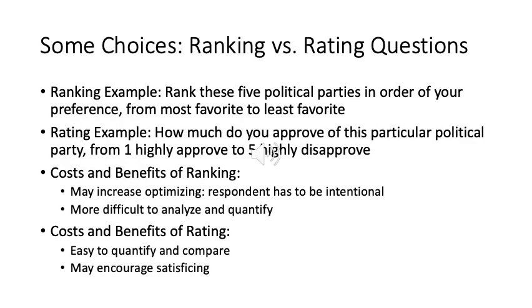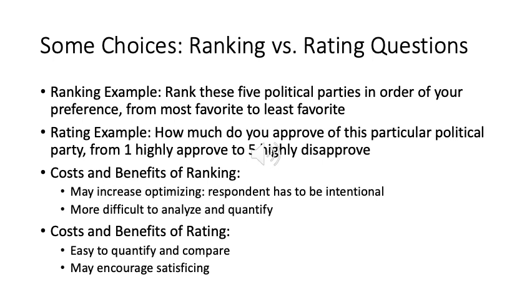Now, an additional choice that we have is between ranking and rating questions. Now, a ranking question in this example about political parties would be to give them a list of political parties, could be 5, could be 10, could be less or more, and to rank them according to their least and most favorite party. Now, the benefit of this is that you make the respondent think. You increase the chance that they're intentional, that they optimize and not satisfice. On the other hand, it is more difficult to quantify and compare the data that we get from these answers.